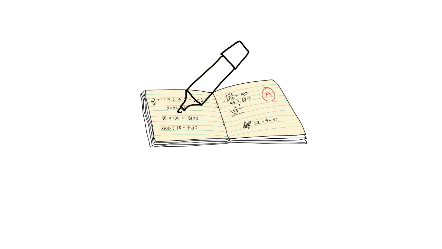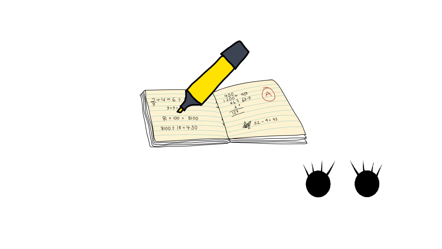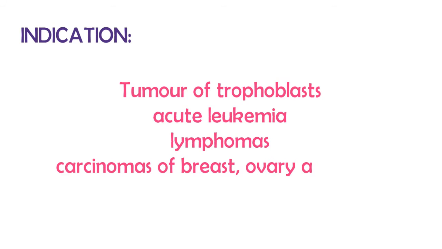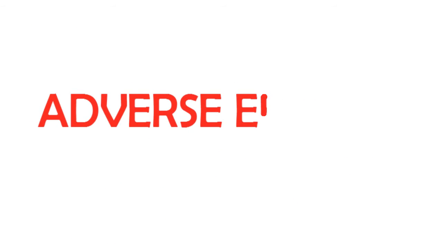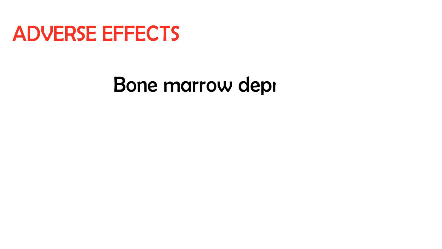And then every drug, we know it has adverse effects and has indications, it has good effects. So let's just go to the good effects before the adverse effects. So in indications, what do we use methotrexate for? It's used in tumor of trophoblast, it's used in leukemias of children, acute leukemias, and in lymphomas and carcinomas of breast, ovary, and colon.